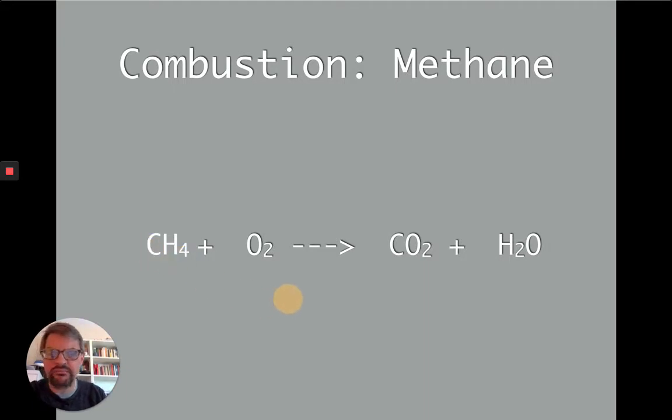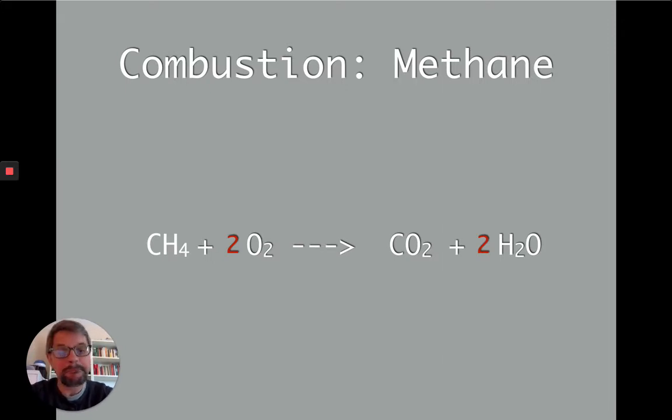One carbon here, one carbon here. Hydrogen's next. 4 here, 2 here. So we need to put a 2 here to balance the hydrogen, because 2 times 2 is 4. And then for the oxygen, that would give us 4 on this side. So we would put a 2 here to balance that. So written this way, the equation is balanced. That's the equation for the combustion of methane gas.